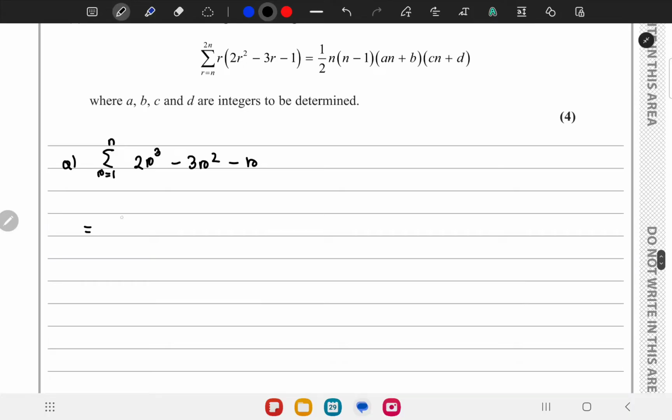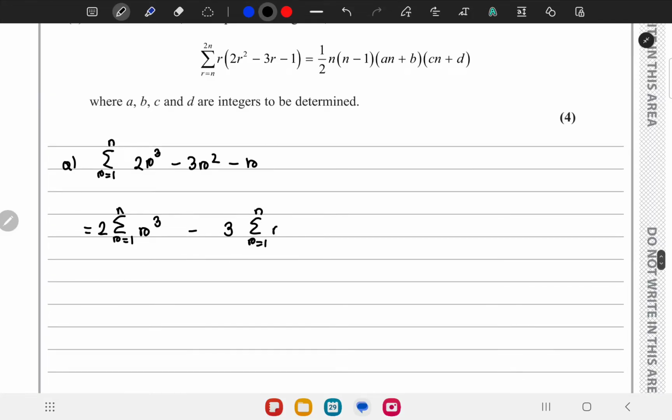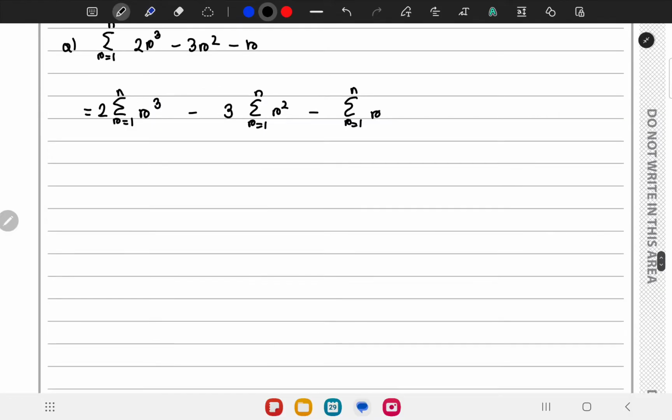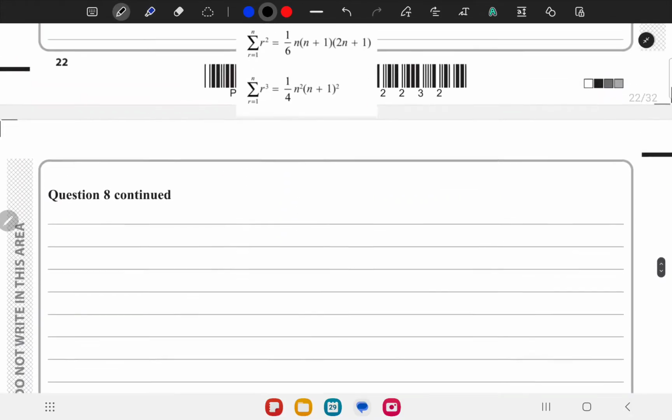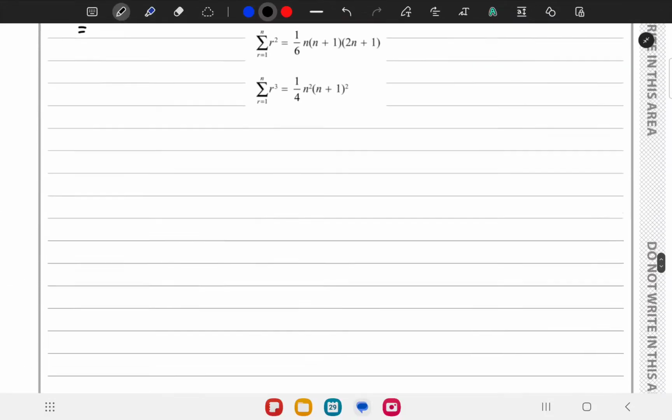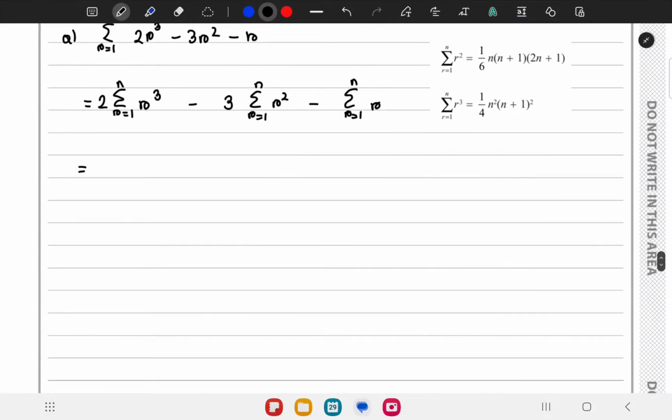We can break the summation down, so we can write the summation from r equals 1 to n of 2r cube minus 3 times the summation of r square minus the summation of r. For now we need the formula, which I've kept over here. This will be in the formula booklet supplied during your examinations.